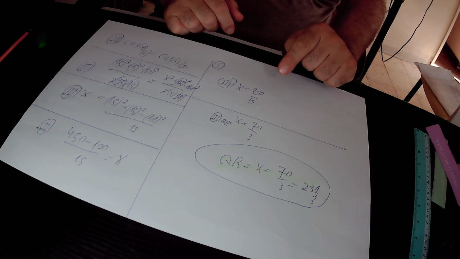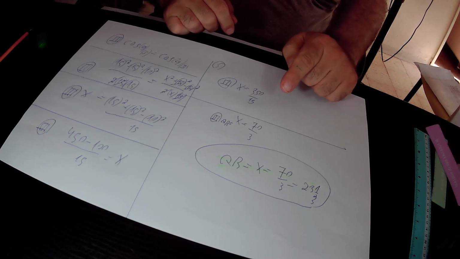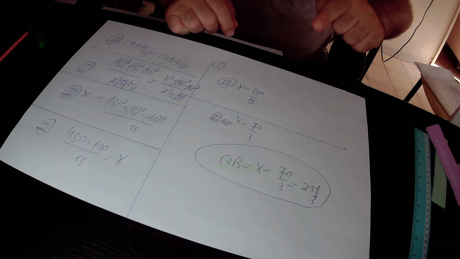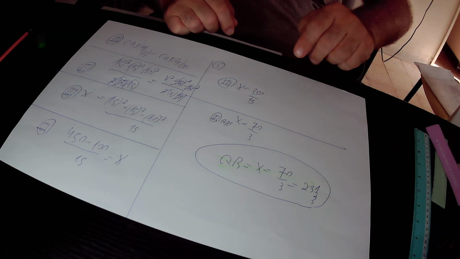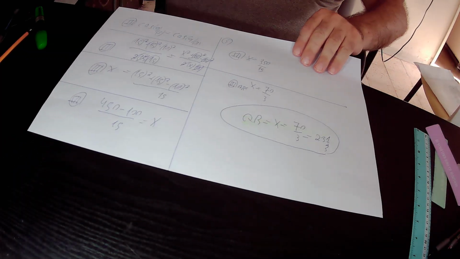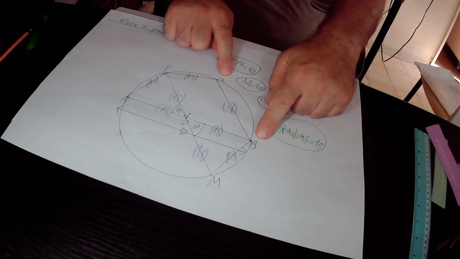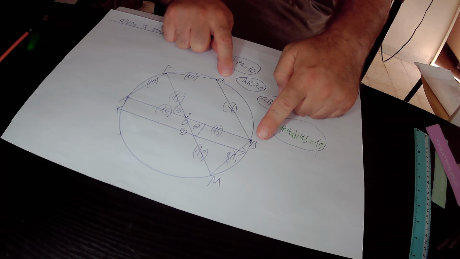So in total we found out that QB, that is equal to x, is equal to 70 over 3 units in its length. In terms of numbers, QB is equal to x, which is equal to 23 and 1/3 units in its length. I repeat again, the length of this line segment QB, that is equal to x, is equal to 70 over 3 units, which is 23 and 1/3 units in its length.